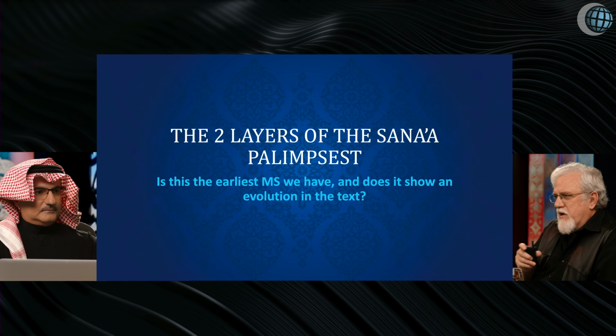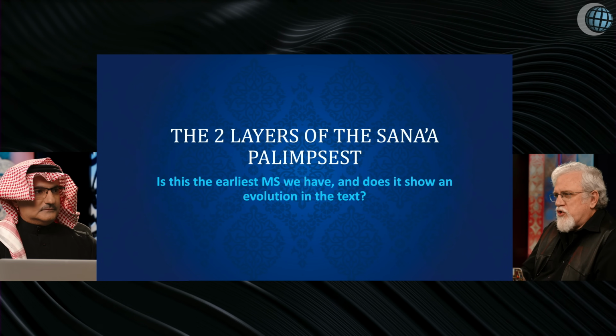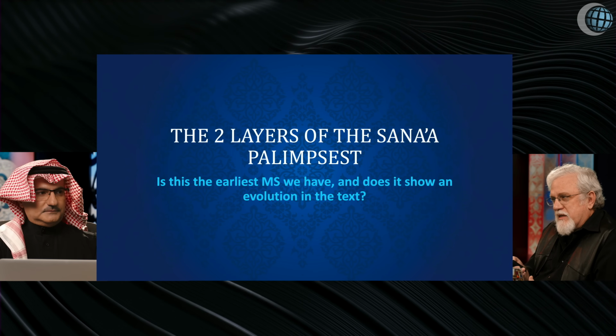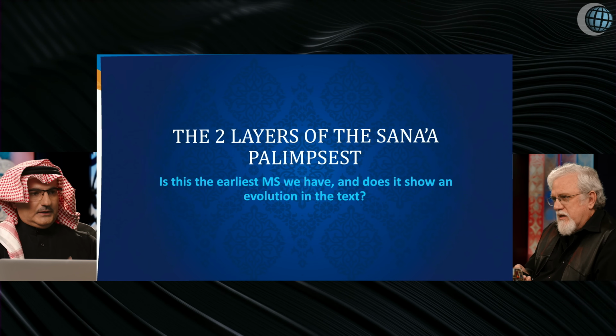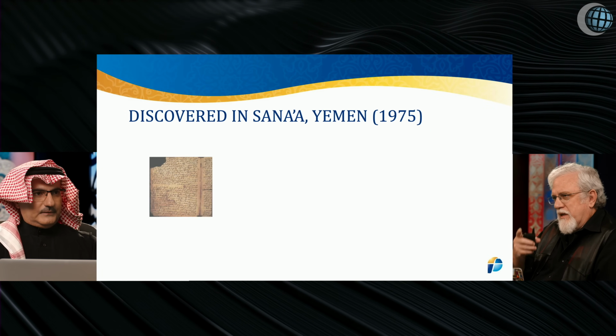Well, it's always good to be here. Yeah, it's terrific that we're able to unpack this. What I want to do is go to the slides and talk about the lower and upper layer. You can see the two layers of the Sana'a Palimpsest. Is this the earliest manuscript we have, and does it show an evolution in the text? That's the question. Right, that's what we wanted to ask. And you can take people to the slide. Here we go.